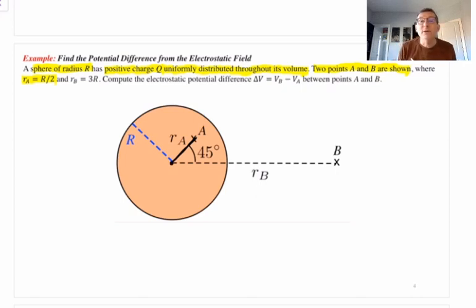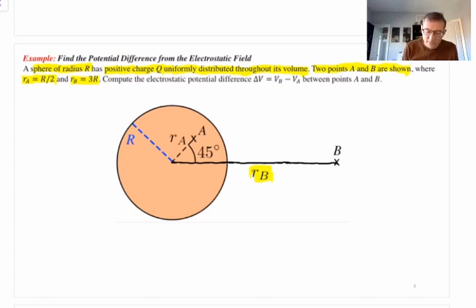Point B, you can see, is also there, and it has a certain radial distance from the center of the sphere, straight out like that. And that distance is labeled little r sub B. And we are told that that distance happens to be 3 times big R. So clearly point B is outside the sphere and point A is inside.